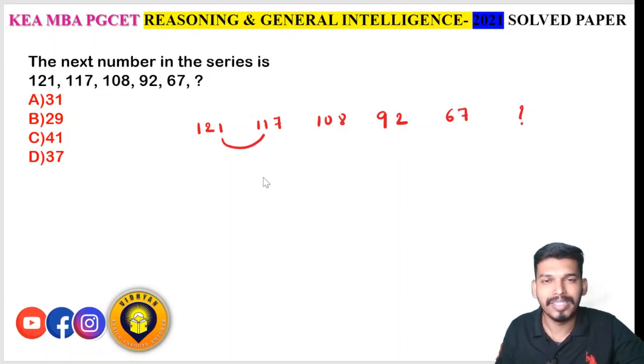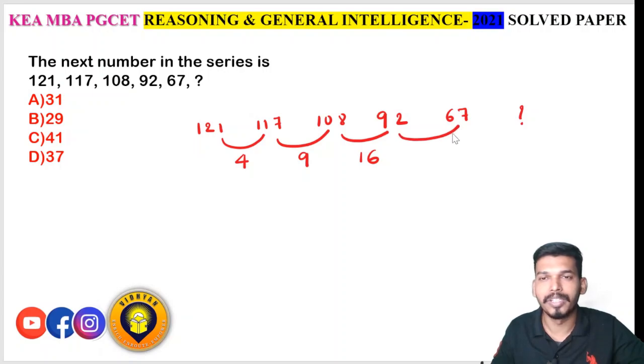Here, the difference between 121 and 117 is 4. The difference between 117 and 108 is 9. Between 108 and 92, the difference is 16. From 92 to 67, the difference is 25. Now you can guess the pattern by looking at these numbers: 4, 9, 16, 25. These are 2 square, 3 square, 4 square, 5 square.